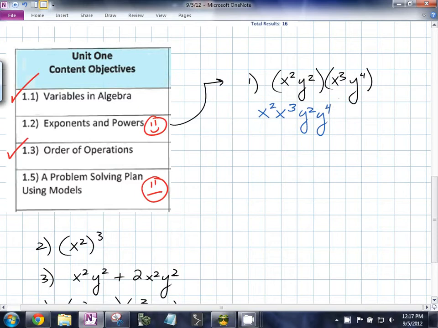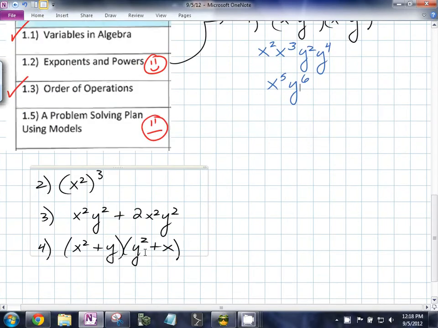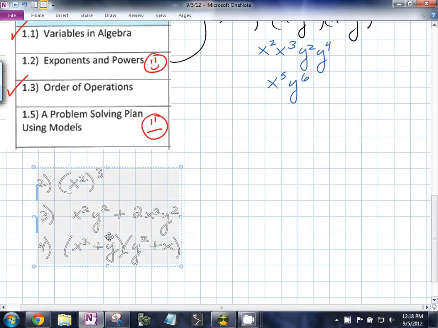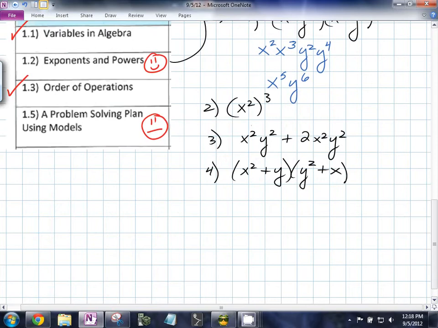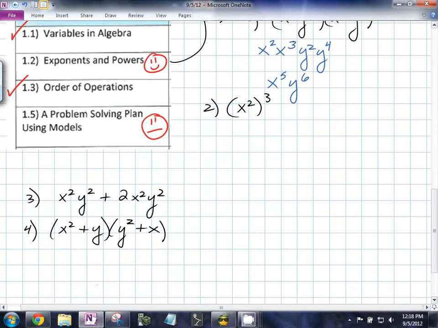Yeah. So what do I do with the powers if the base is the same? Add them. So it's x to the fifth, y to the... Should I write it x to the fifth, y to the sixth, or y to the sixth, x to the fifth? Does it change the value if I switch the order? No, it doesn't change the value, but usually we put x first. Why? Alphabetical order. If you have to choose, do alphabetical order.